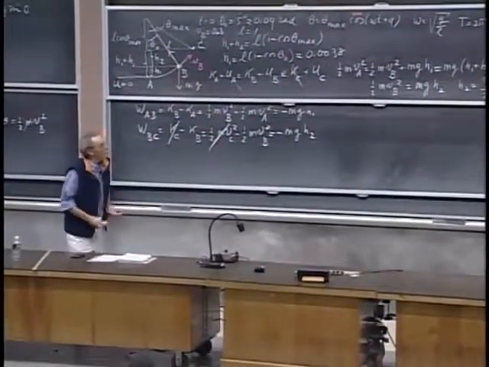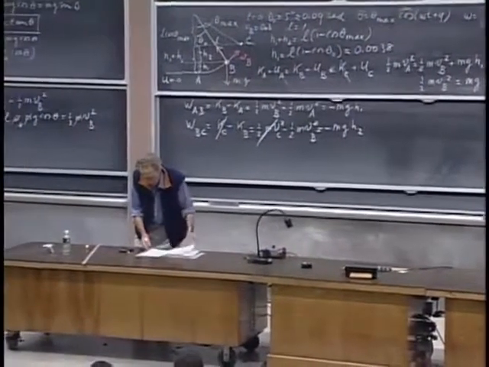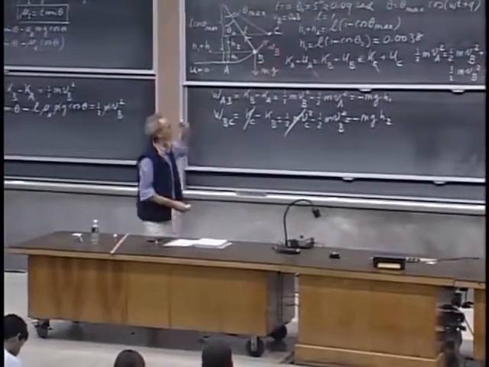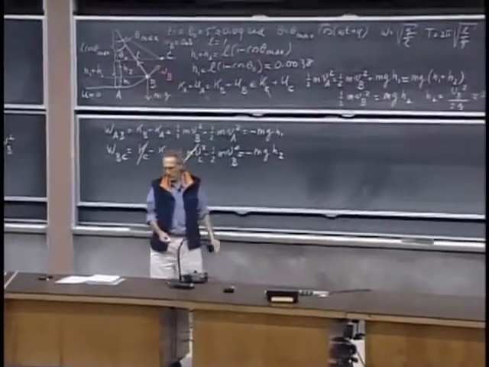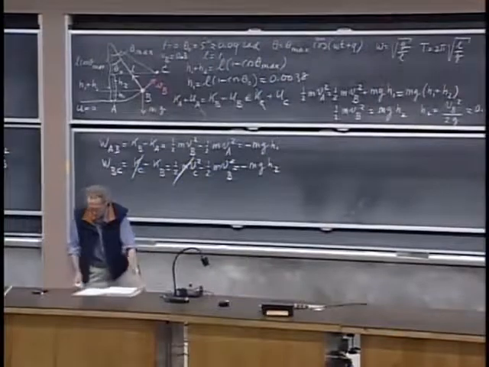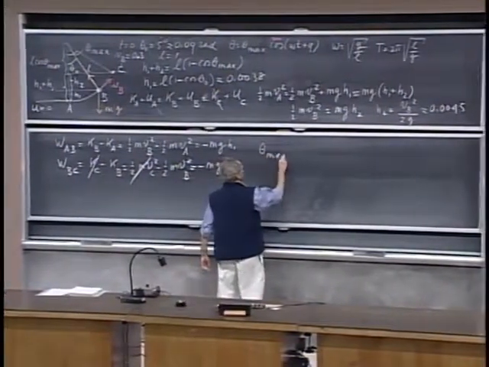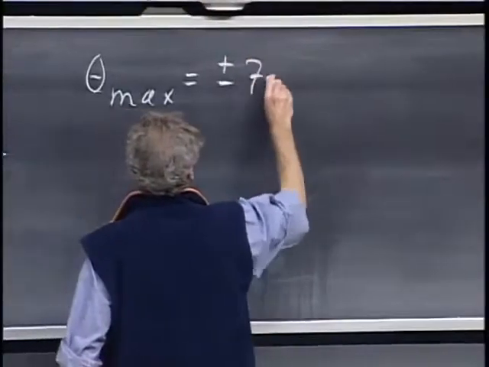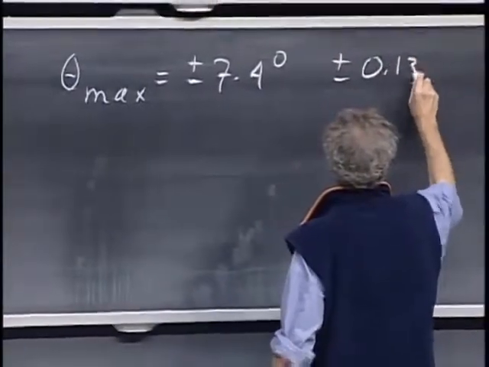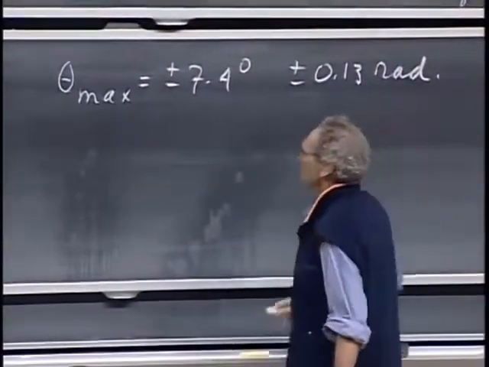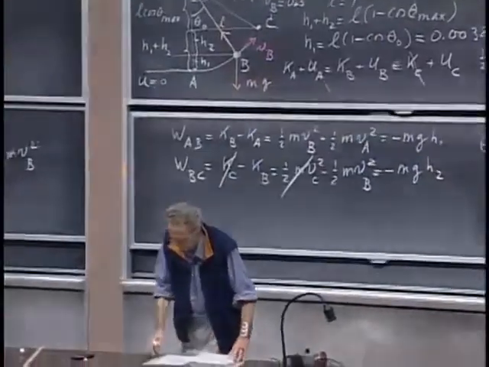And so you could have used the work energy theorem, or you can use the conservation of mechanical energy. That makes no difference. And so you now can calculate theta maximum. And for those of you who want some numbers, I found that theta maximum was plus or minus 7.4 degrees. You always get two angles. And in radians, that would be plus or minus 0.13 radians. You know what the cosine of the angle is, so you always get two angles. There's nothing you can do about it.